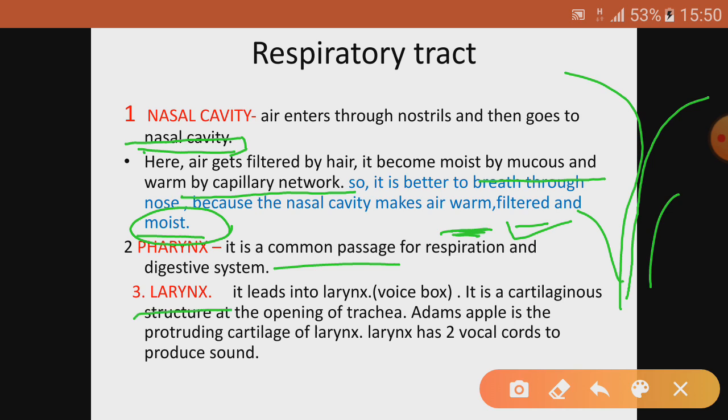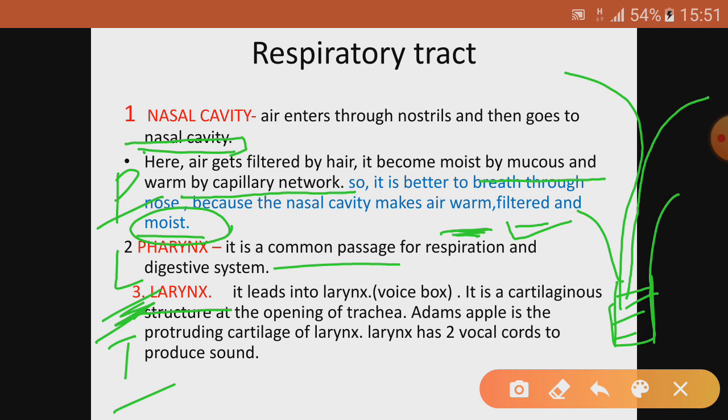Larynx is the voice box. It is a cartilaginous structure. Cartilaginous means it is made up of flexible cartilage. It is present at the opening of the trachea. How to learn the sequence? After the nasal cavity, it is pharynx, then larynx, then trachea. So this larynx is present at the top of the trachea.